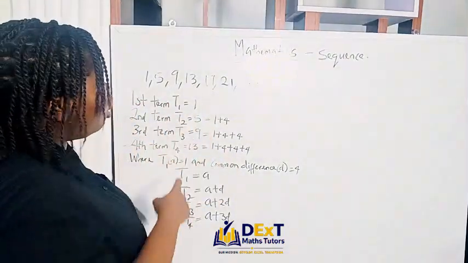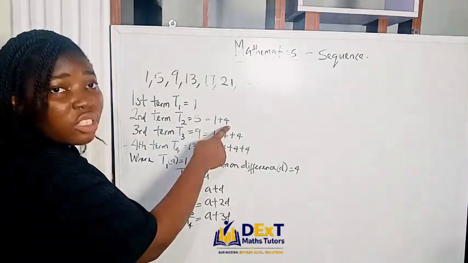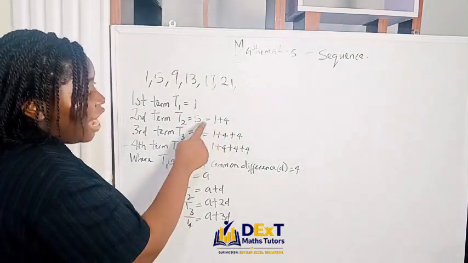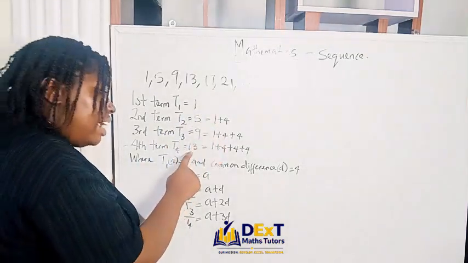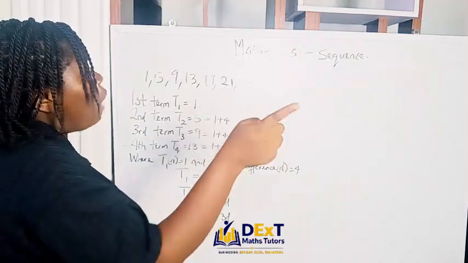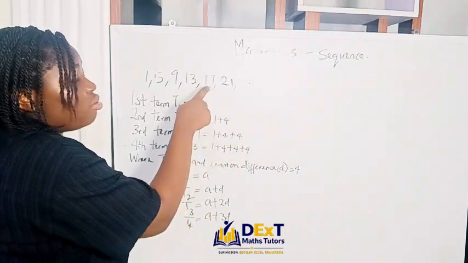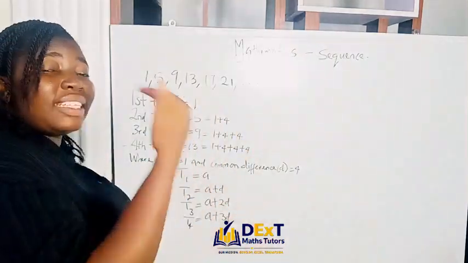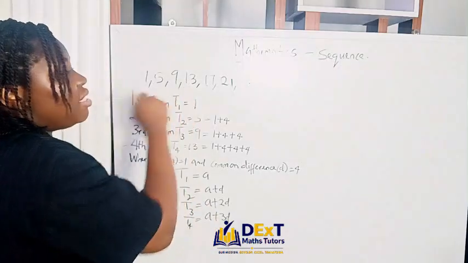And what does that mean? 5 minus 1 will give us 4. 9 minus 5 will still give us 4. 13 minus 9 will give us 4. Our next number, which is 17, if I decide to subtract 4 from it, I will still get 13.